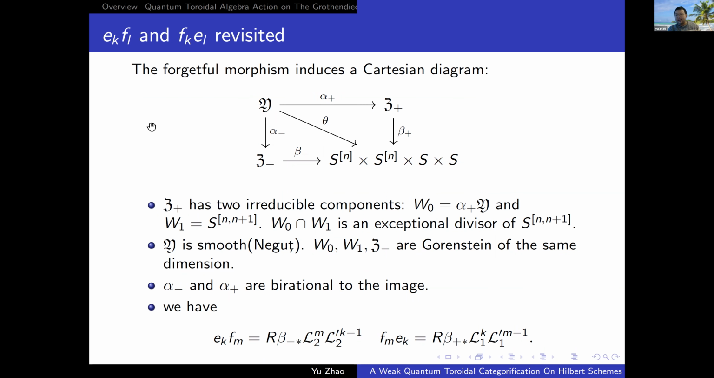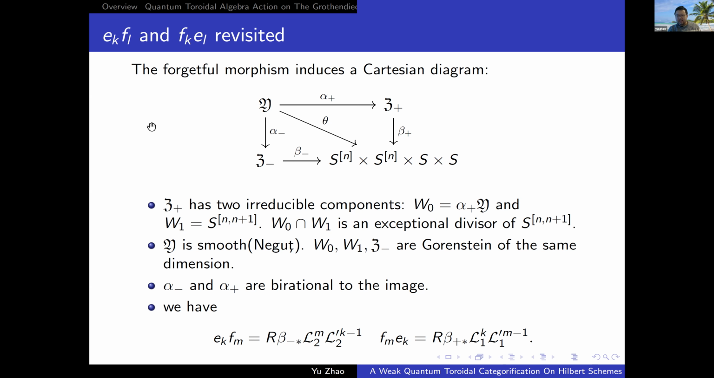But I want to make a remark here. This is a fiber product only in the sense of schemes, but not in the sense of derived schemes. It would be important if we want to enhance to some DG level. And here we want to do some basic understanding about the geometry.